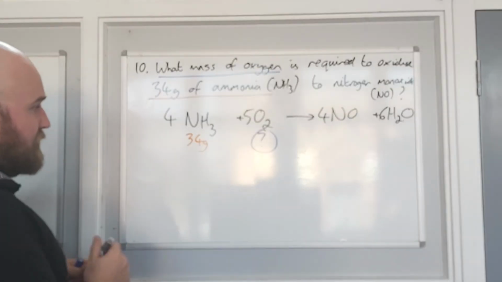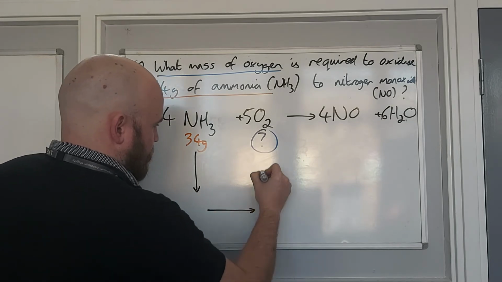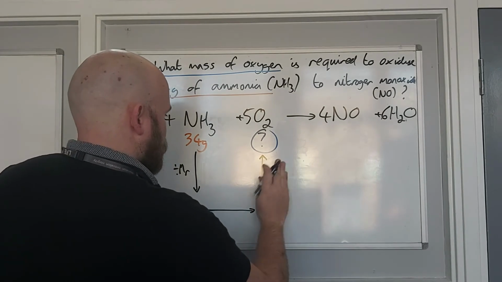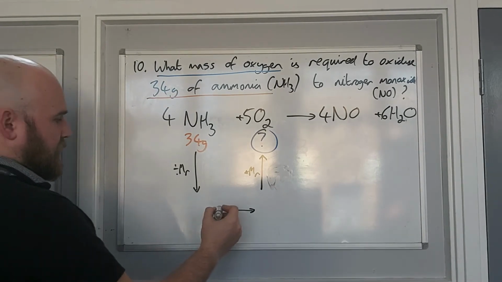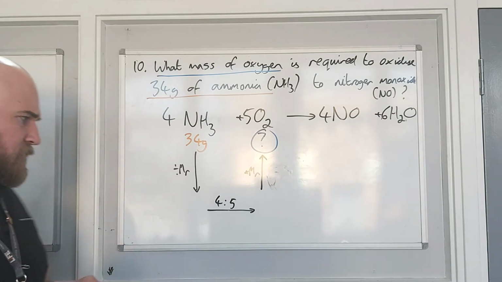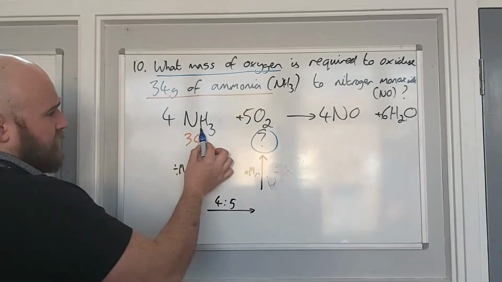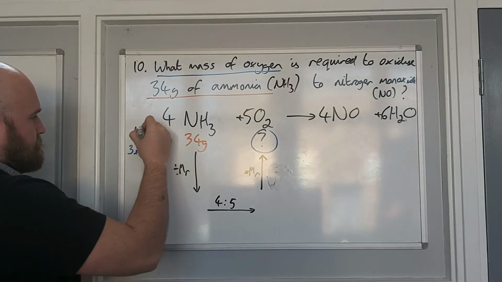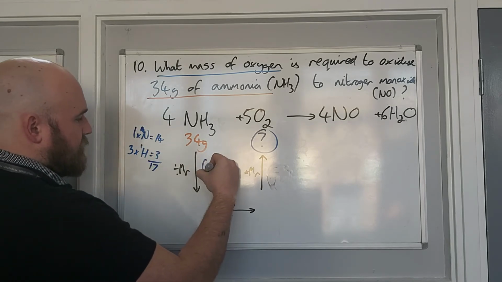And again, I'm going to set up my grid as before. Divide by NR, times by MR. And the ratio is 4 to 5. Oof, I haven't had that ratio before, so we'll discuss what to do with that in a moment. So let's get the MR sorted. So NH3 is 1 N, 3 H's. So that's 17, so the MR is 17.